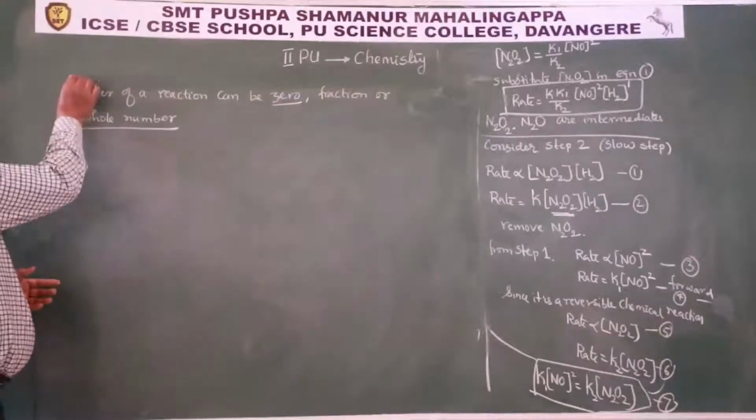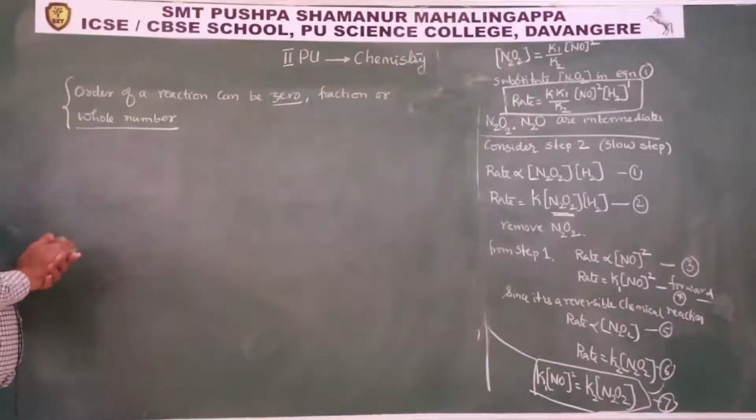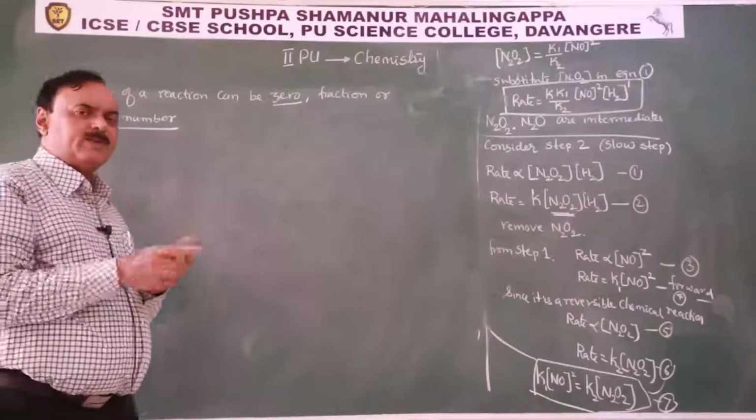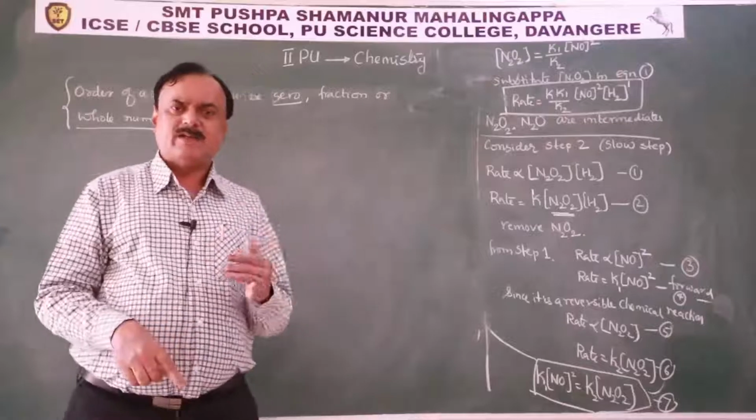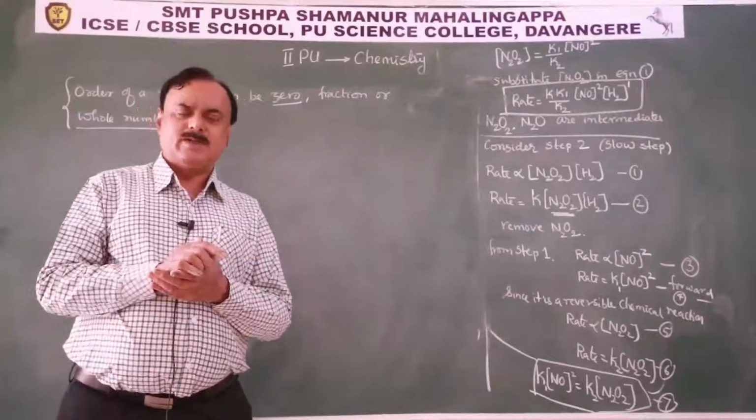This is very important. Whereas the molecularity of a chemical reaction is always a whole number, the order of the chemical reaction can be 0, a fraction, or a whole number.